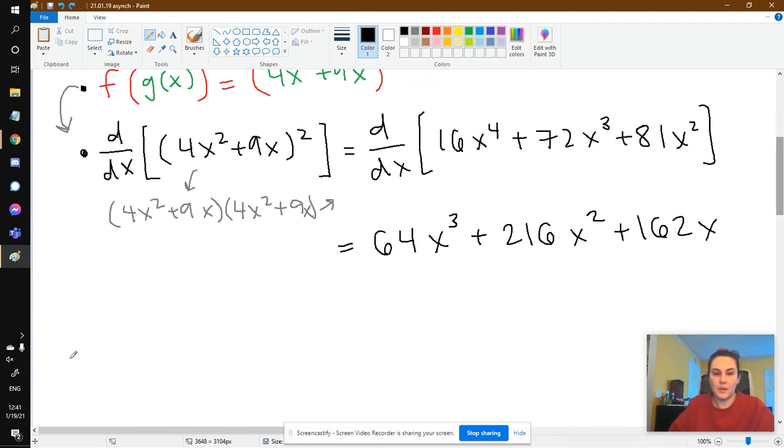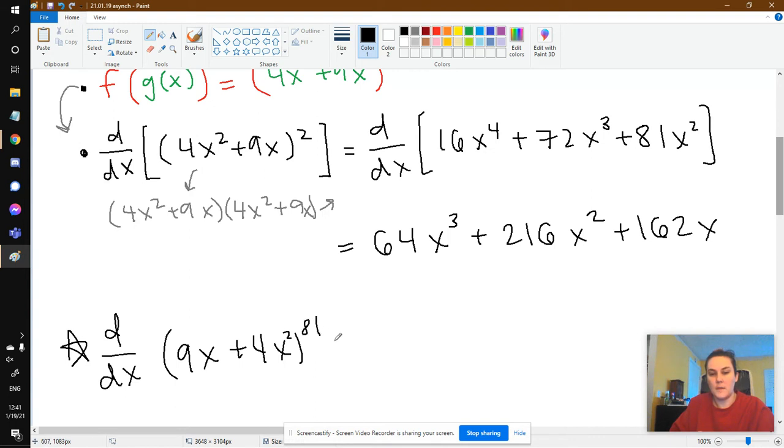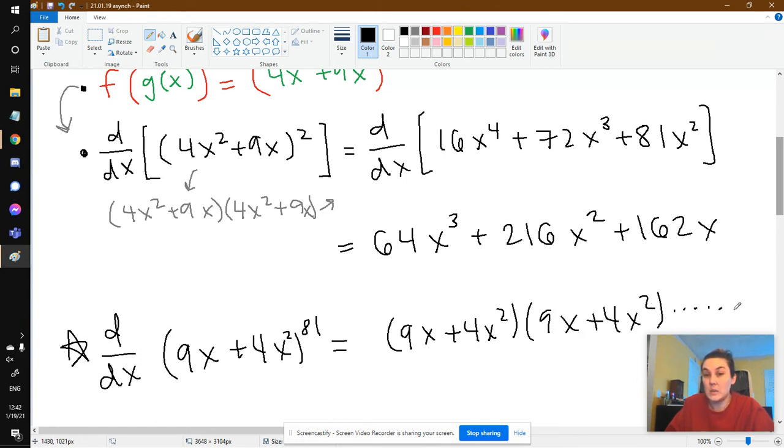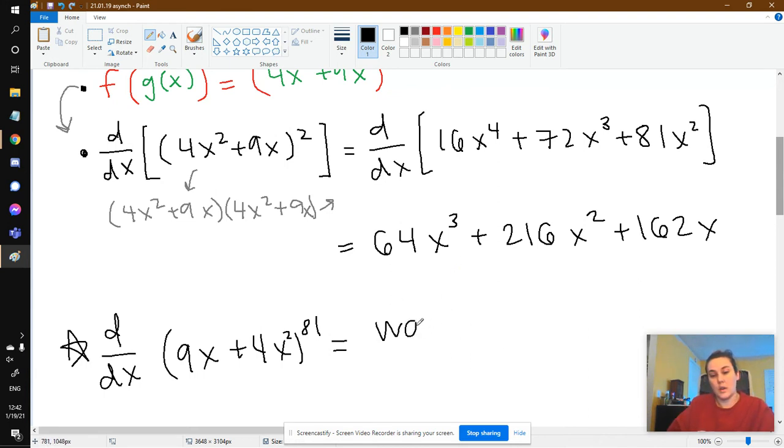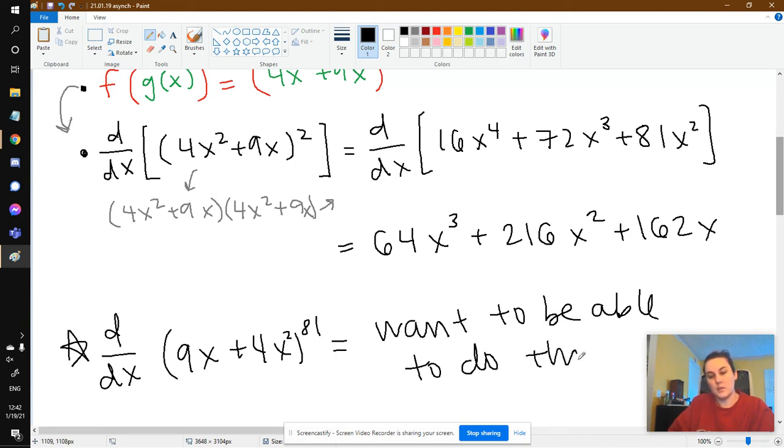All right. What about this question? Could we do this? Let's do 9x plus 4x squared to the 81st. Go. If we wanted to do this derivative, it's worse because we'd have to be like, okay, well, we can just FOIL it out. We'll just write this 81 times, oh no, that seems like truly miserable, actual torture, right? So we really want a rule, a theorem for how to do this fast. Want to be able to do this quickly, because I'm pretty sure that's the grammatically correct version.